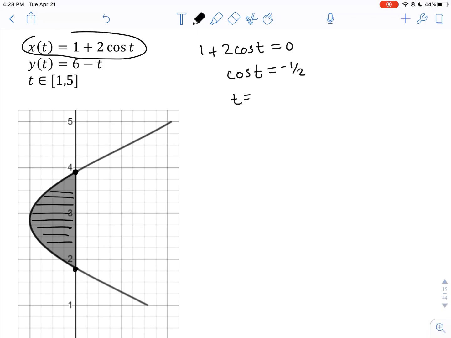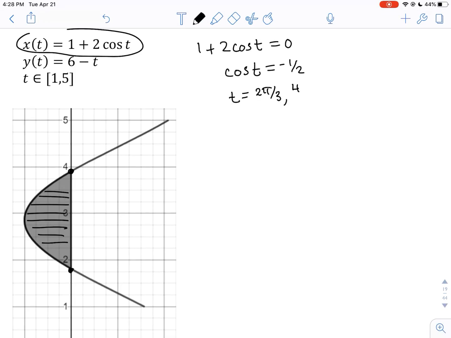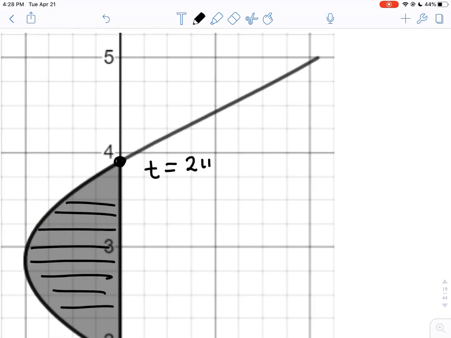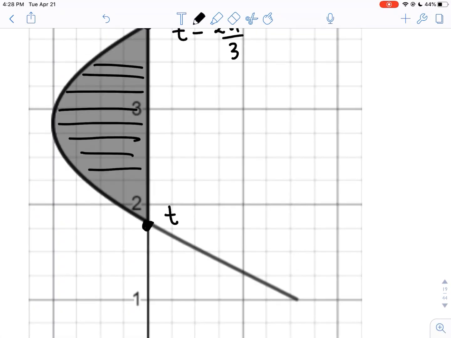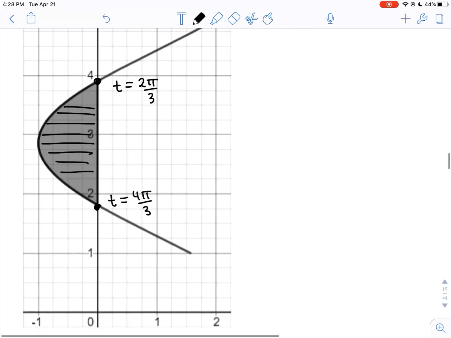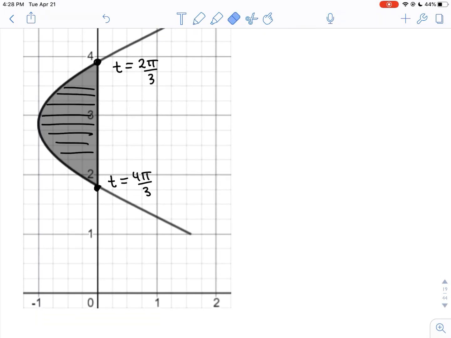There's a t in the second quadrant where this is true, and that t is 2 pi thirds. And there's a t in the third quadrant where this is true at 4 pi thirds. And then there's more, but as far as being between 1 and 5, these are the two limits. So t is 2 pi thirds, and down here it crosses again at t equals 4 pi thirds. Now there are a variety of strategies you could do here to find this area. I'm going to use horizontal strips just to illustrate doing that.